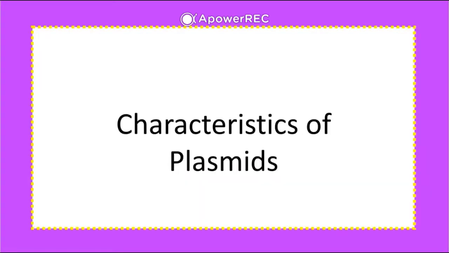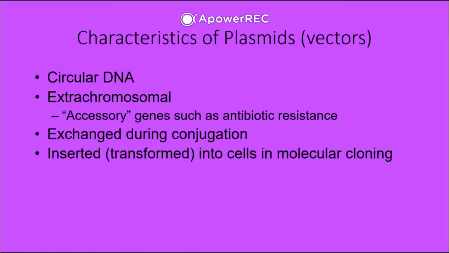Okay, tell me about characteristics of plasmids. Okay, here are the characteristics you need to know. They're a circular piece of DNA. They're also sometimes called vectors. They are extrachromosomal. They aren't part of the chromosomal DNA, and they contain accessory genes such as antibiotic resistance. They can be exchanged during conjugation through horizontal gene transfer, and they can be inserted or transformed into cells in molecular cloning.